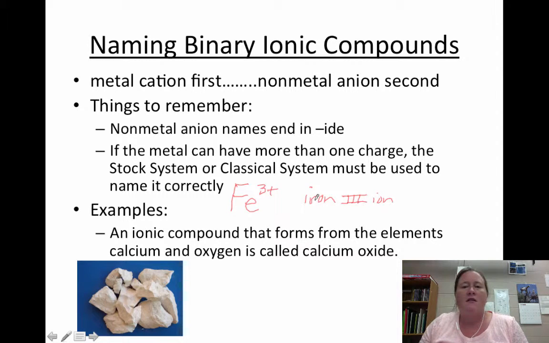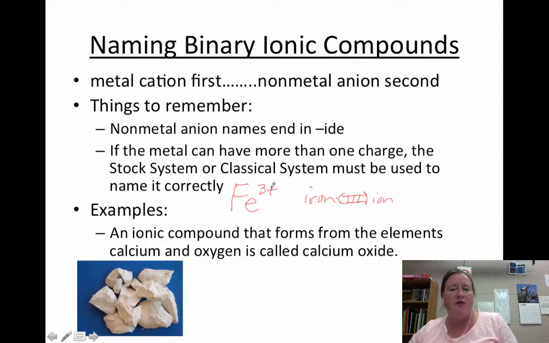And the stock system uses, I'm trying to use my little drawer here, it's not the greatest, but it uses the Roman numeral that is actually equal to the value of the charge. If it was iron with a +2 charge, we would call it iron(II) ion.